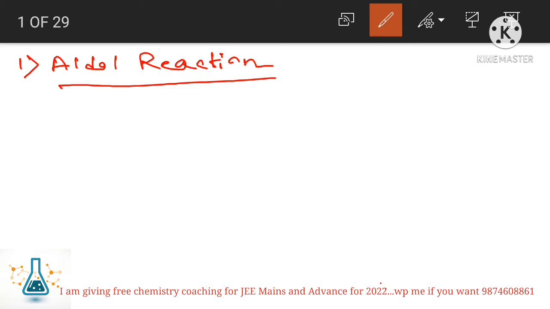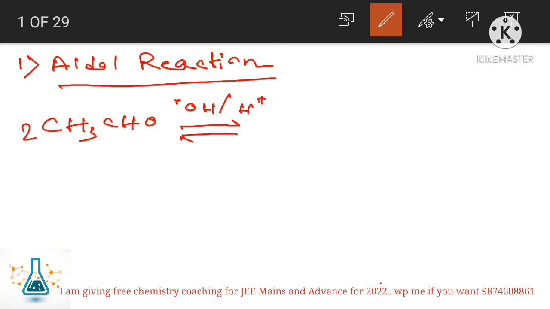So the reaction is basically like this. If you have CH3CHO, then it can give, from two molecules of this in the presence of base OH minus or H plus acid, you can get CH3CH(OH)CH2CHO. This type of molecule is called a beta hydroxy aldehyde.